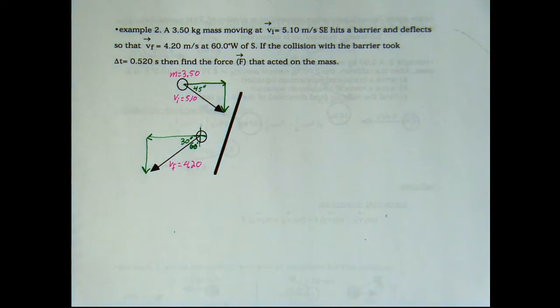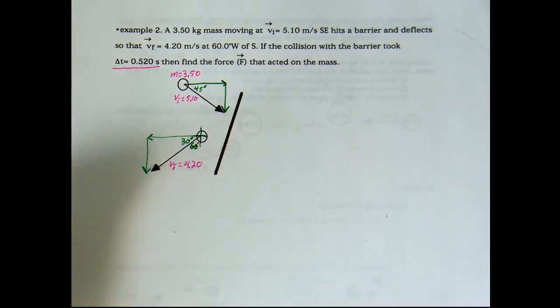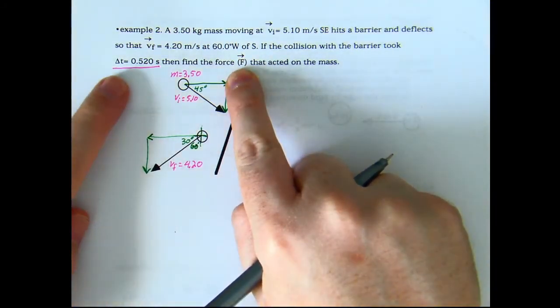So we want to look at this thing. If the collision with the barrier took 0.52 seconds, we want to find the force that acted on the mass. Okay, here we go. So we can see here we're dealing with force and time.